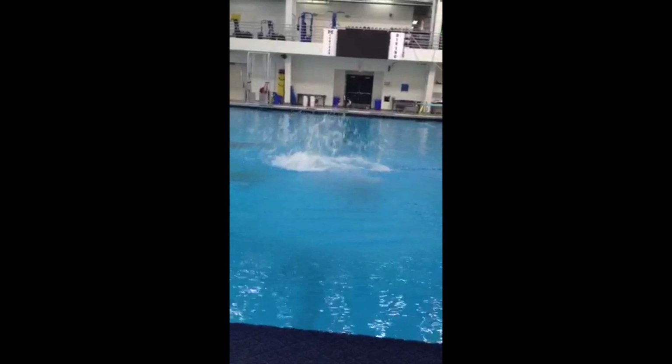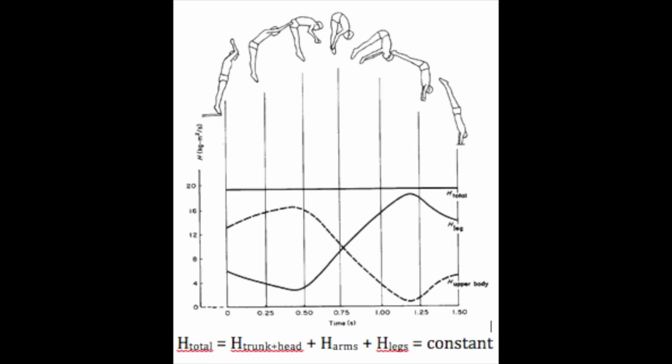In a system, the total momentum stays constant when there are no external forces acting on it. When the angular momentum of one body part changes, this will cause a change in momentum in another body part, resulting in the net momentum of the body staying constant.